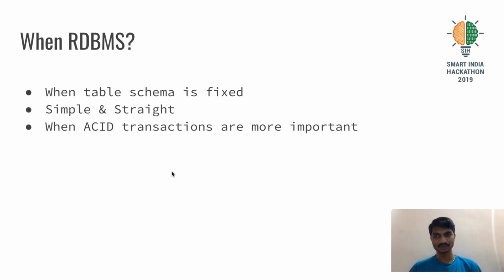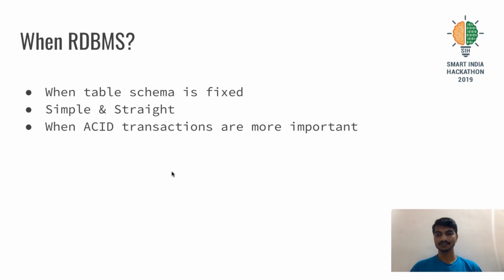So when should I choose relational database management systems? When I know my system is going to have defined or fixed database table schemas that are not going to change easily. It doesn't mean I'm never going to change it. It means it is very less changeable.